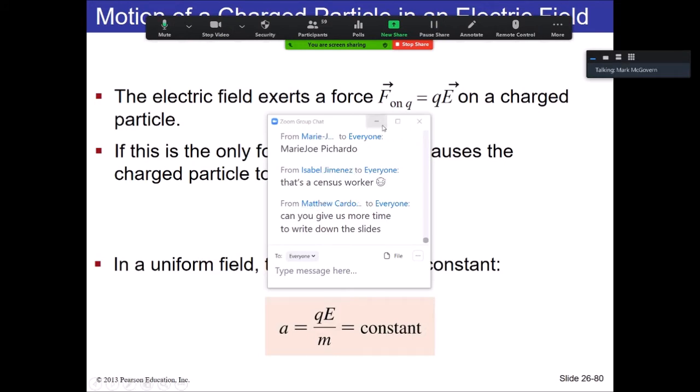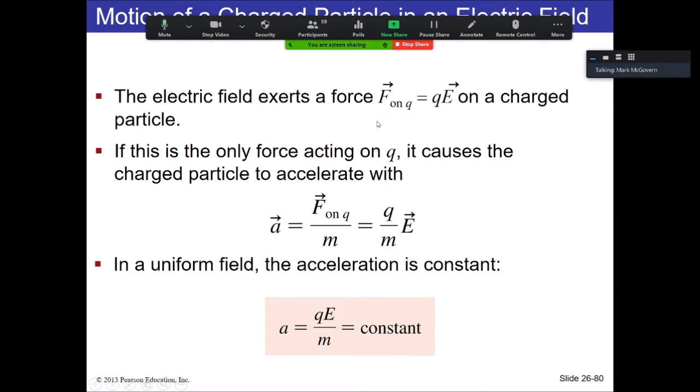No, I cannot give you more time to write down the slides. No, I'm not going to do that. The slides are on my webpage, and you can just get the slide information from the webpage. You shouldn't be writing down anything on my slides. I mean, take notes is fine, but the slides are on my webpage. So, sorry, I'm not going to slow down to write stuff.